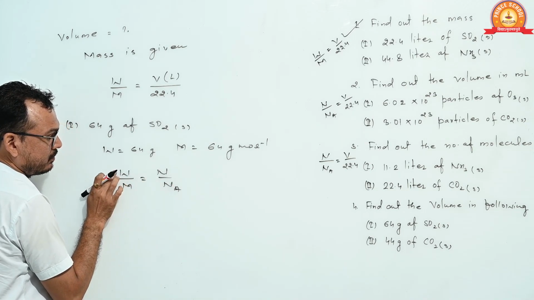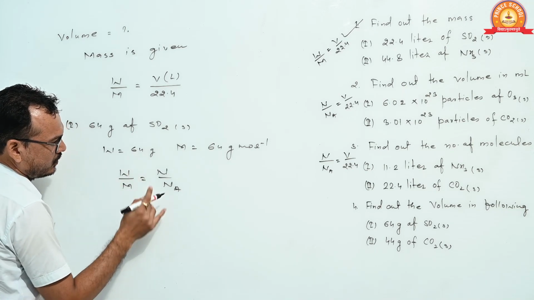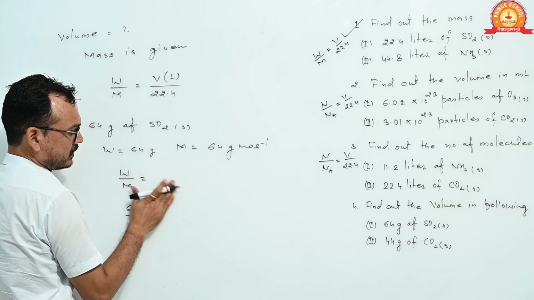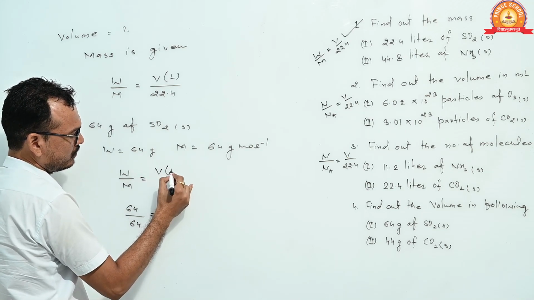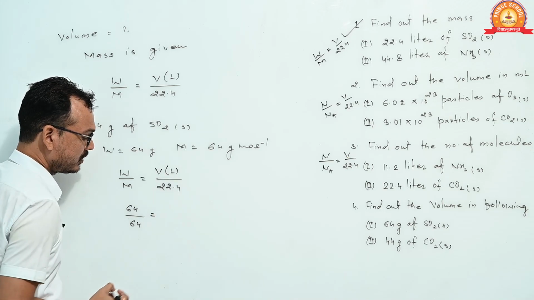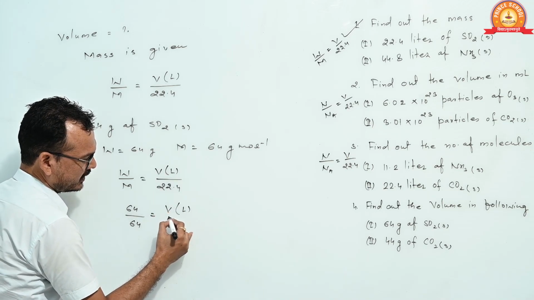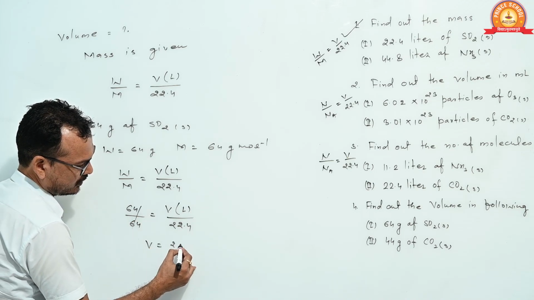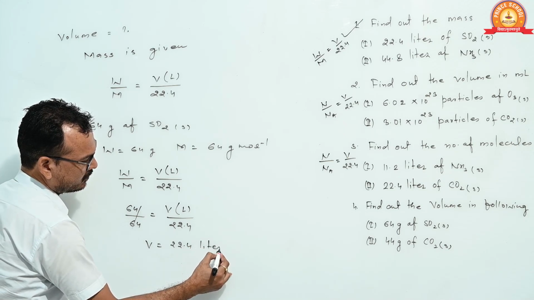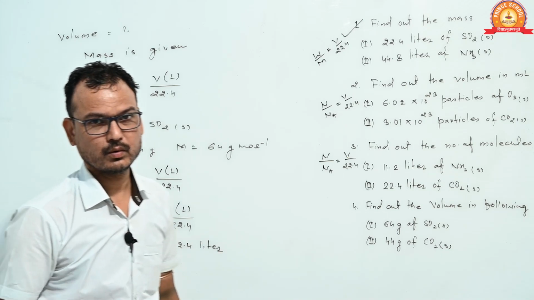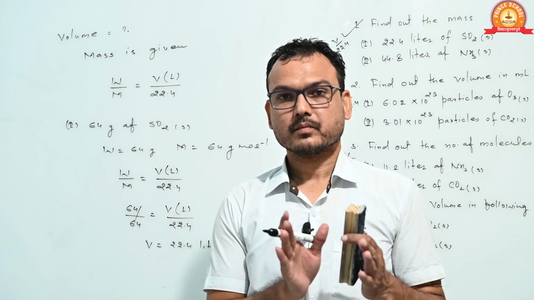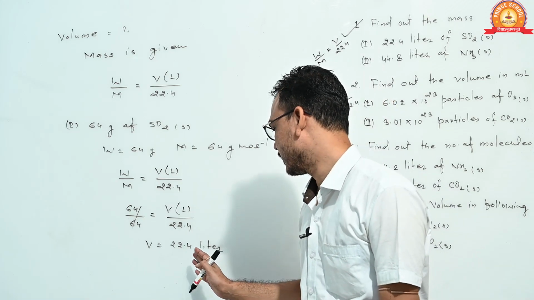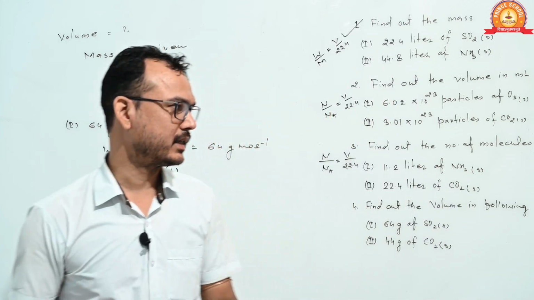What is the mass? Mass is 64 and this is also 64. Sorry, apply this with volume in liter divided by 22.4. This cancels out and volume is 22.4 liter, because this is 1 mole, and we also know that 1 mole of every gas at STP and NTP has 22.4 liter. Is that clear?